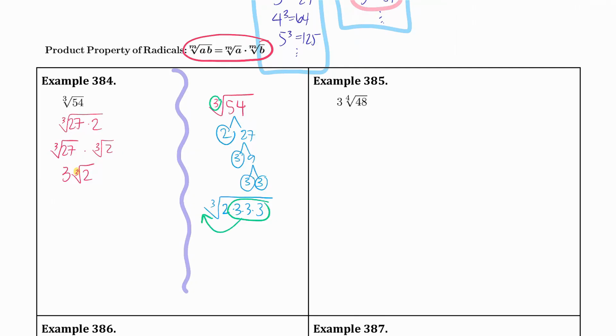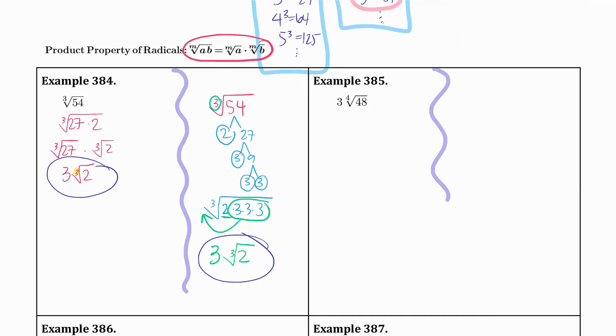Well, I've got one group of 3 there, so I'm going to bring a 3 to the outside. And I've got only a 2 left on the inside when I do that. So different method, same answer, whatever makes the most sense to you.